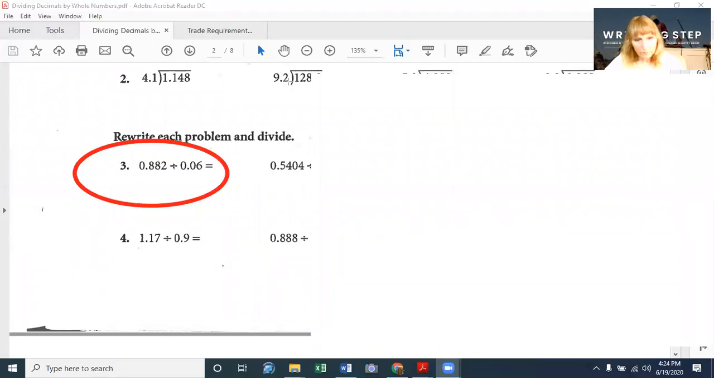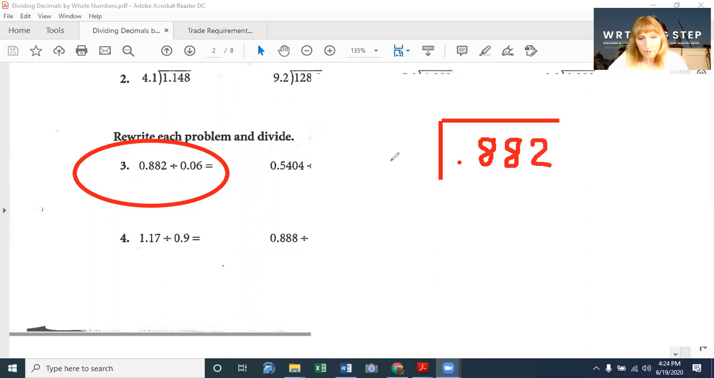So I'm going to make a nice big house here for our numbers. So which number goes on the inside? Right, the first one, 0.8. Try to make a better 8 this time. 0.882 goes on the inside, and on the outside then is the 0.06.